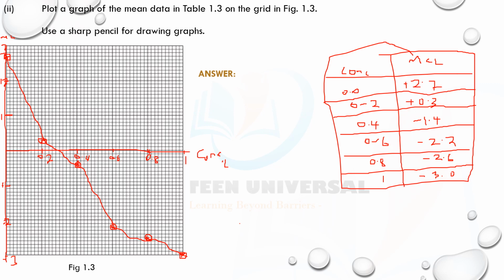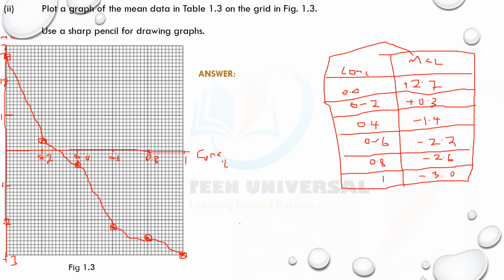Now, if you check, they always ask you where there's no change in mean length. That is where the water potential of the potato is equal to the water potential of the sucrose. That is where there's no change in length. Remember that the y-axis is mean percentage change in length. Where is it 0? That's where it cuts here.